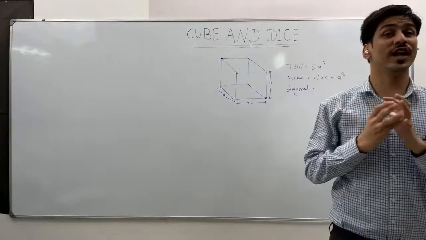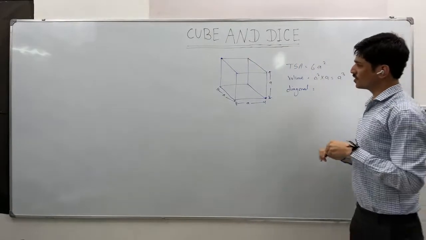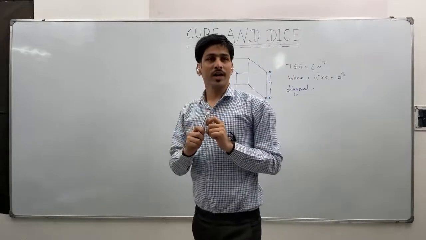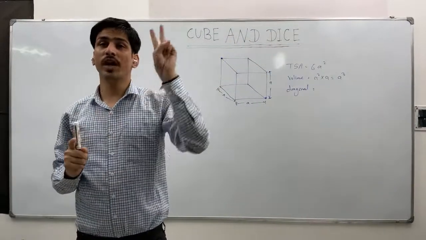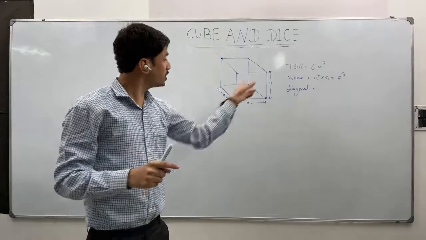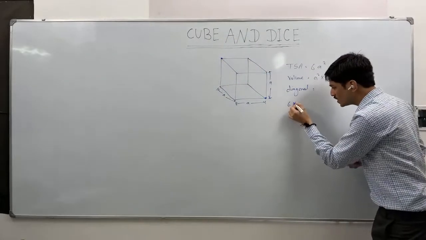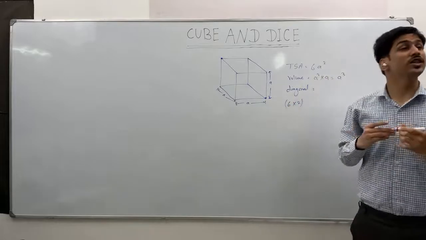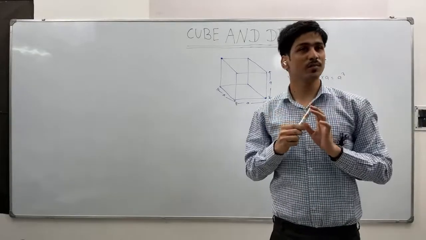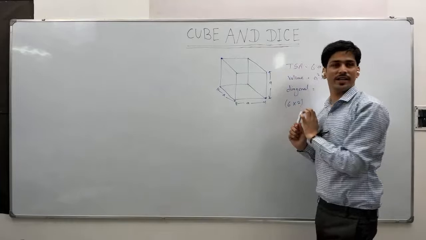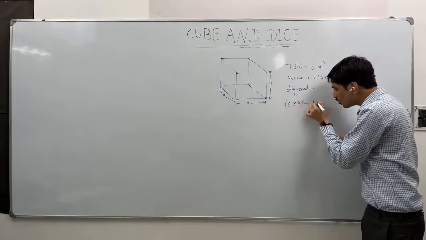There are a total of 16 diagonals, right? How 16 diagonals? You see, in a rectangle or square, how many diagonals are there? 2 diagonals, right? So how many squares are there? 6 faces, 6 squares. So I can say this will have 6 into 2, and these are called the surface diagonals, right? Because they are made on the surface. And can I say there will be 4 more additional diagonals?